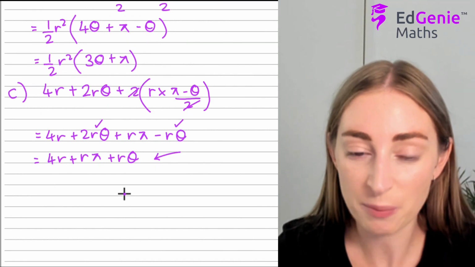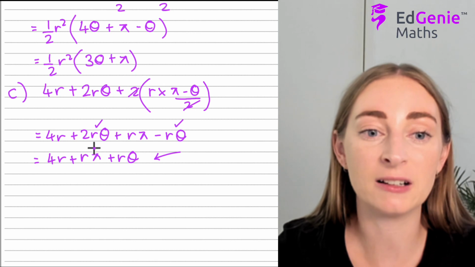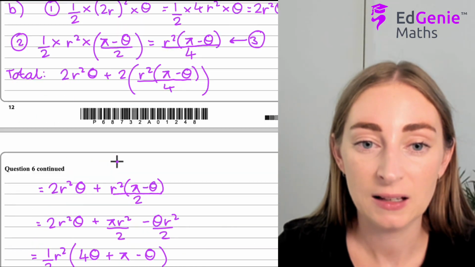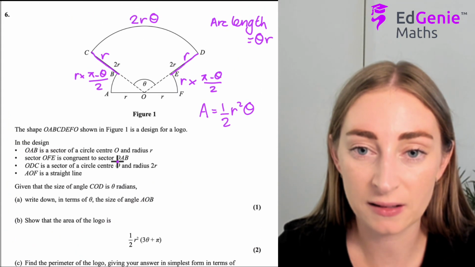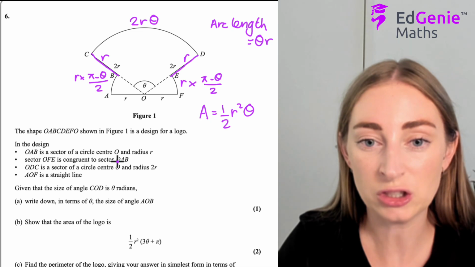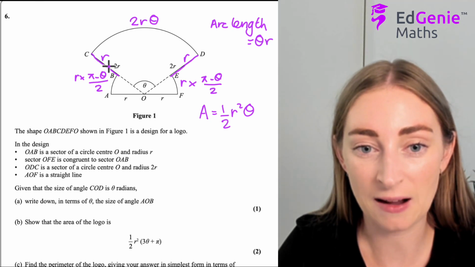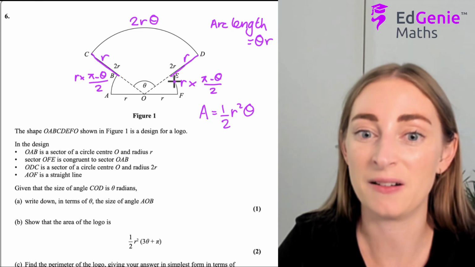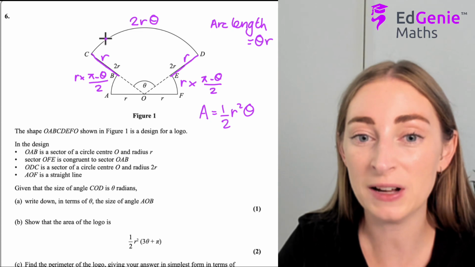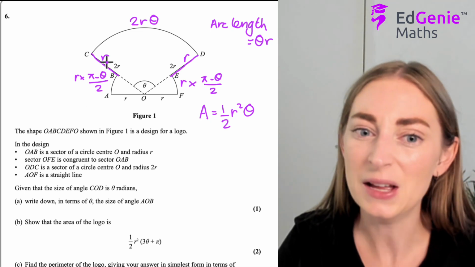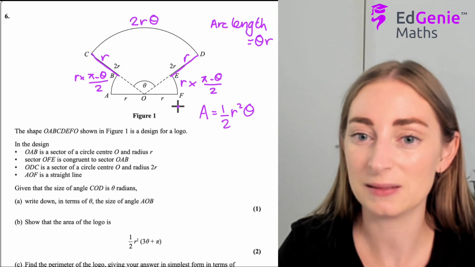So the examiner report said that a common error was in part C. Let me show you when we're finding the perimeter, that students forgot to add the r, this r, this r, and this r. So they only found out the 3 arc lengths, but didn't add the other lengths.